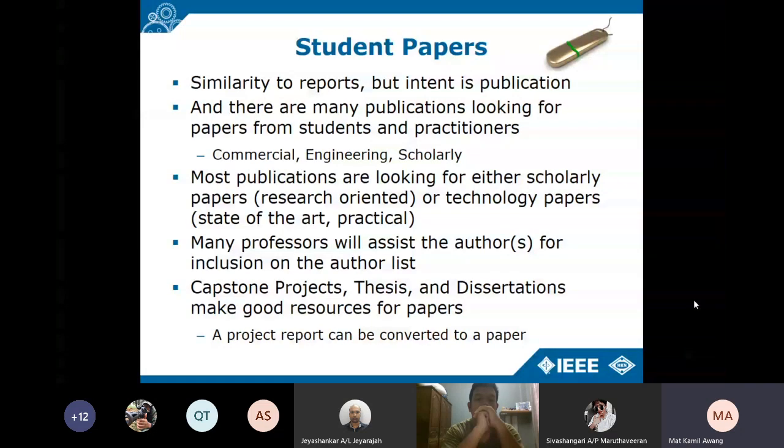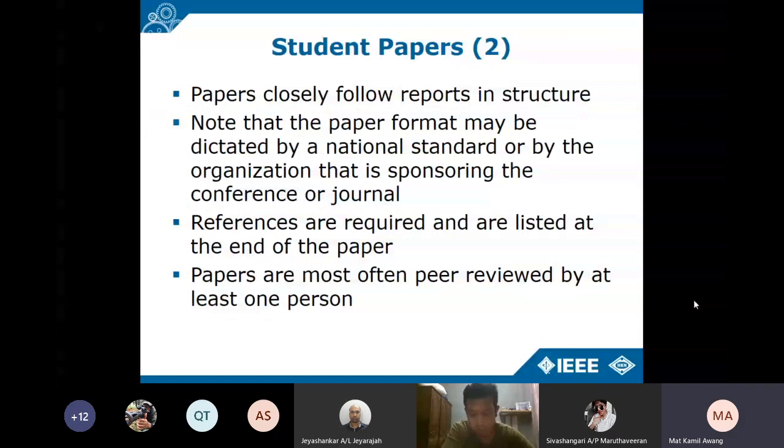So that's why sometimes your supervisor uses your project reports, FYP reports, to be the basis for a conference paper, and they put your name as one of the authors, for example, right? So the papers basically follow the report structure, or sometimes you have to follow the structure or formats dictated by the conference organizers. So you need to follow those formats.